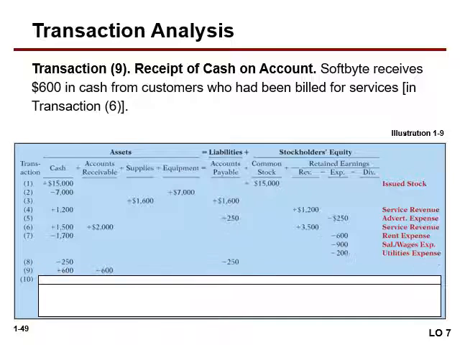Transaction number 9, receipt of cash on account. SoftByte receives 600 in cash from customers who had been billed for services in transaction number 6. In this transaction, I received 600 from customers. Cash increases by 600 and accounts receivable decreases by 600.